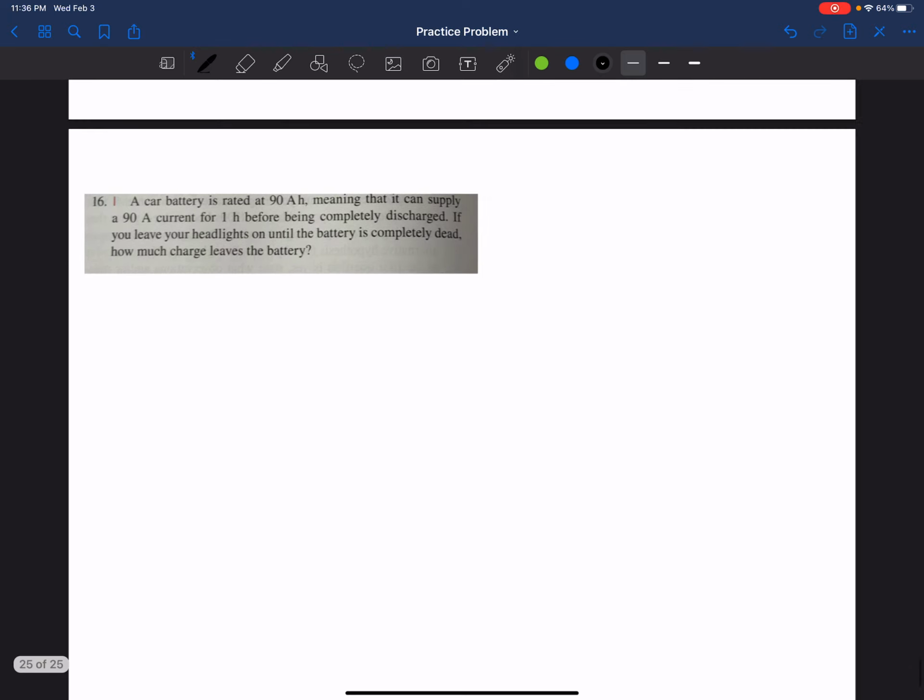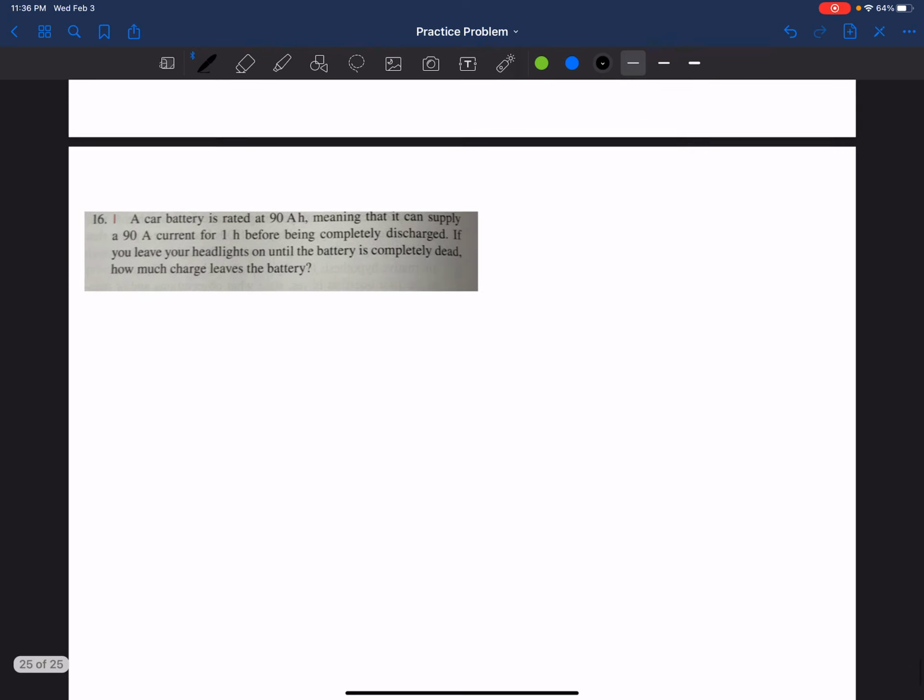So this is the question I picked about current. A car battery is rated at 90 amp hours, meaning that it can supply a 90 amp current for 1 hour before being completely discharged. If you have your headlights on until the battery is completely dead, how much charge leaves the battery?